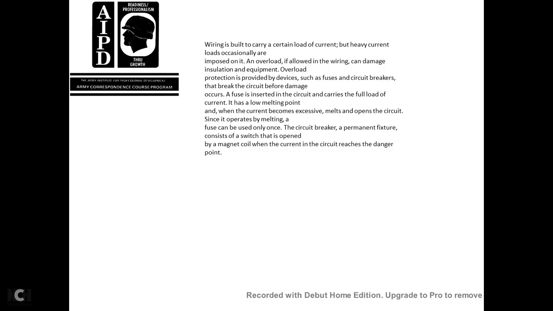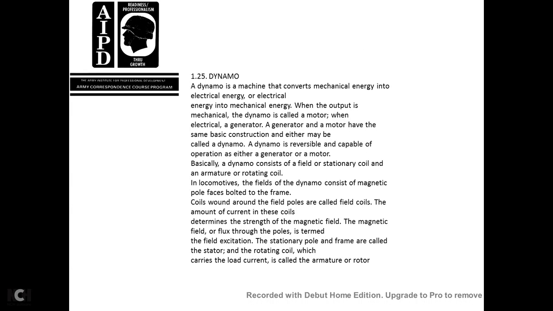The fuse is inserted in series with the circuit and carries the full load of the current. It has a low melting point, and when the current becomes excessive, the fuse melts and opens the circuit. Since it operates by melting, a fuse can only be used once. The circuit breaker is a permanent fixture consisting of a switch that is opened by a magnetic coil when the current in the circuit is reaching the danger point.